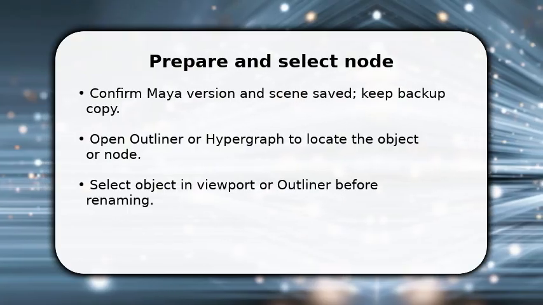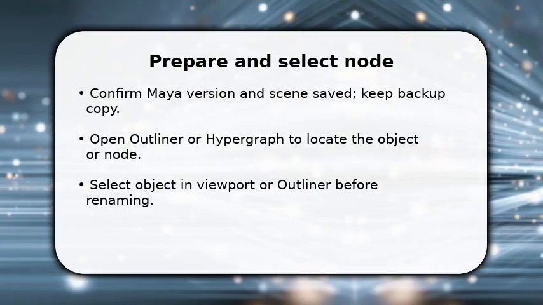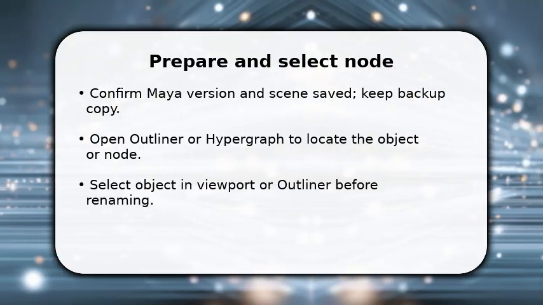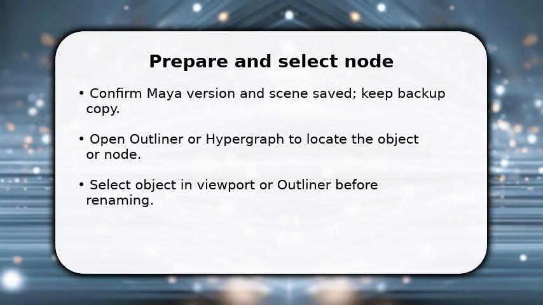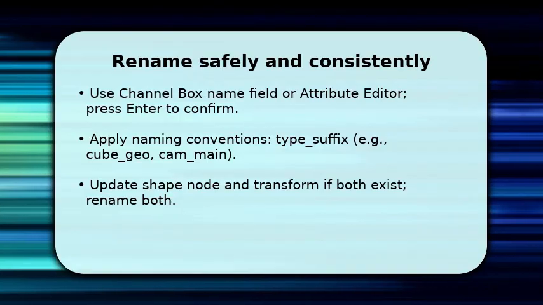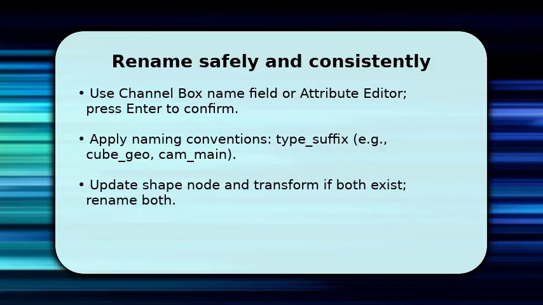If your scene has referenced files, note them now because references behave differently when renamed. Now rename using the channel box or attribute editor by editing the transform name and pressing enter to commit. You should also rename the shape node if present so scripting and rigs remain consistent. Use a clear naming convention, type, purpose, and index to prevent confusion later. If the object is referenced, create a namespace-friendly name.